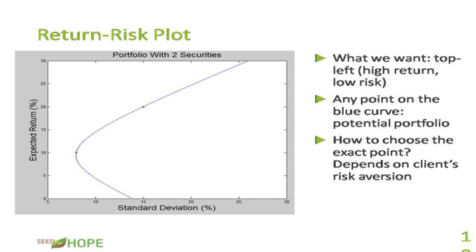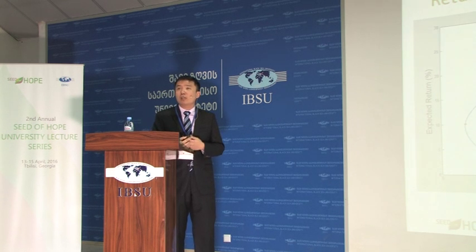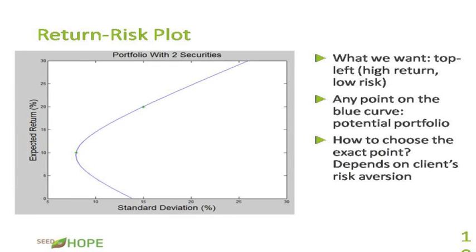Now, this blue curve represents the potential of the portfolios that you can invest in if your options are either A or B or any combination thereof. How do you choose the exact point for your client? The answer depends on your client's risk aversion.